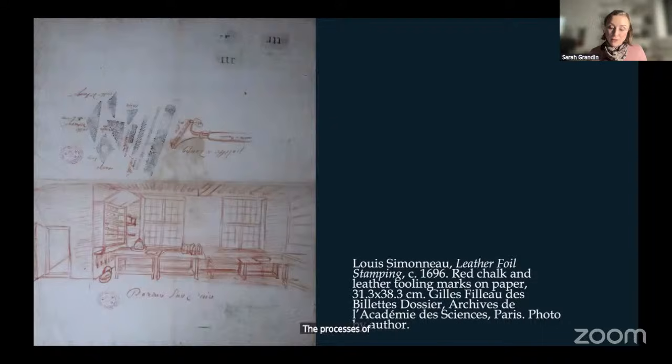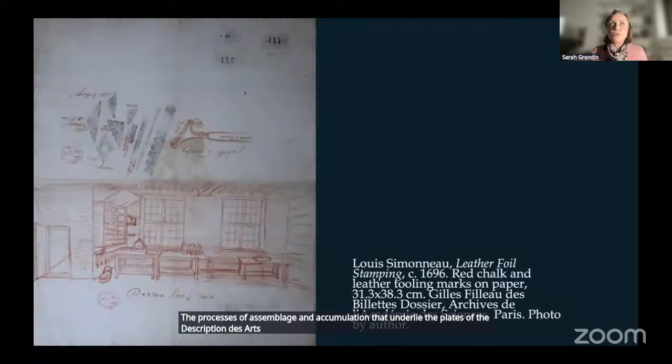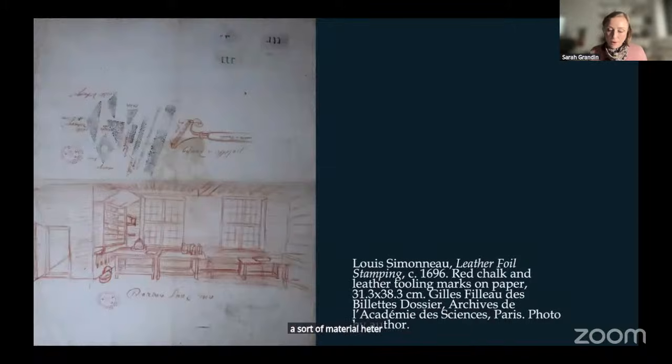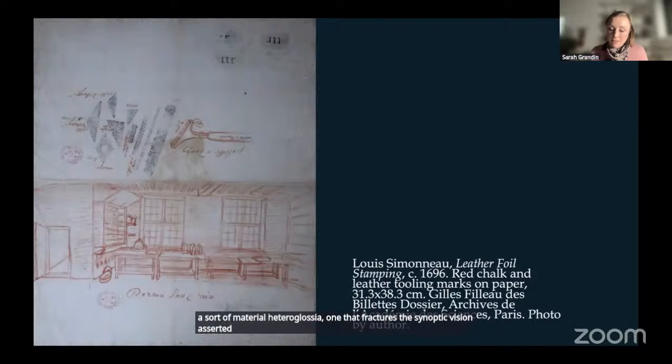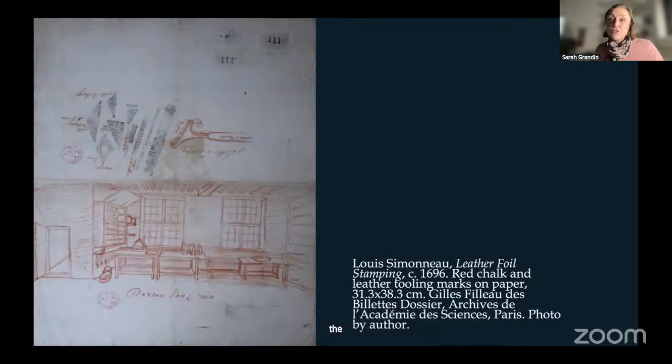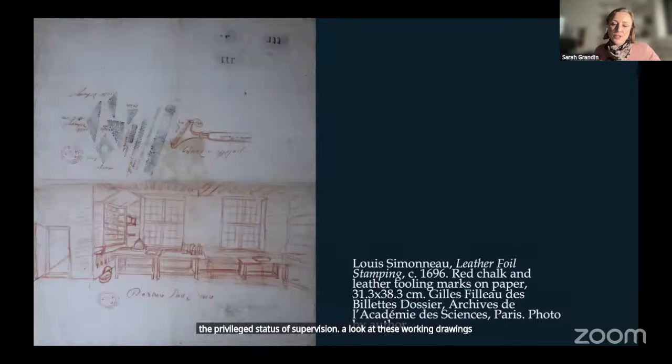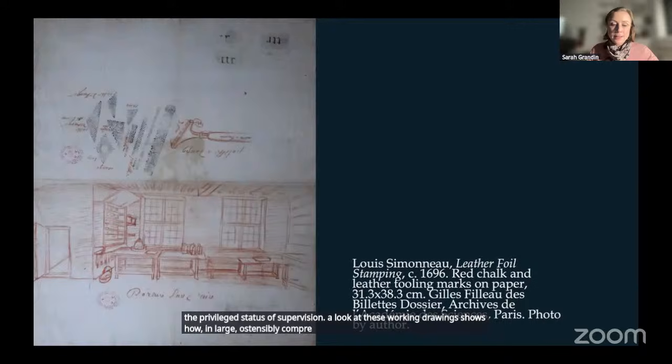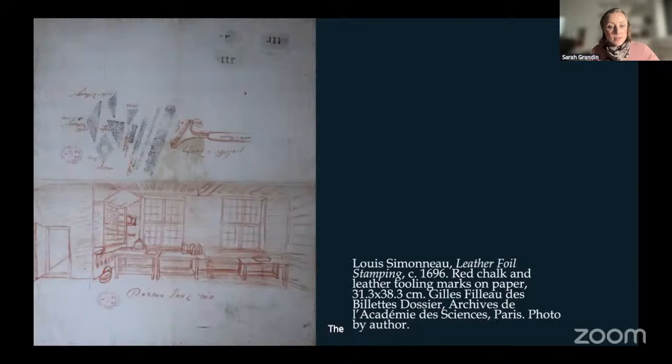The processes of assemblage and accumulation that underlie the plates of the Description des Arts thus constitute a sort of material heteroglossia, one that fractures the synoptic vision asserted by the central perspective of the upper vignettes, a sightline that might otherwise project the privileged status of supervision. A look at these working drawings shows how, in large, ostensibly comprehensive projects, the management of parts can often subtend the fabrication of an authoritative whole.